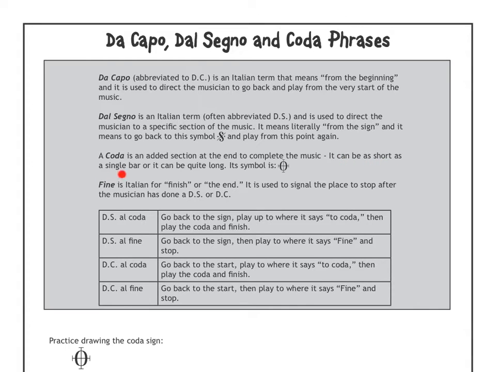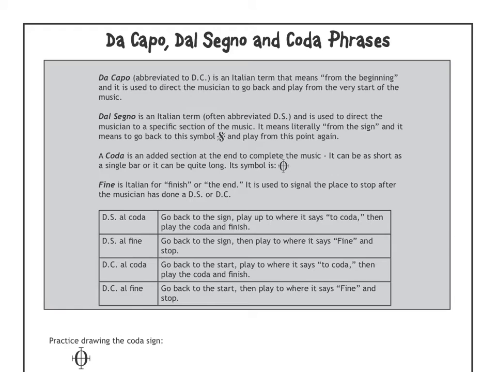It can be as short as a single bar, or it can be quite long, and its symbol is right there. It looks like a zero with a cross through it. Fine is the other term you need to know, because sometimes the music does not end at the very end, the very bottom of the page. It means finish or the end, and it's used to signal the place to stop after the musician has done a jump back to the beginning or a jump back to the sign.